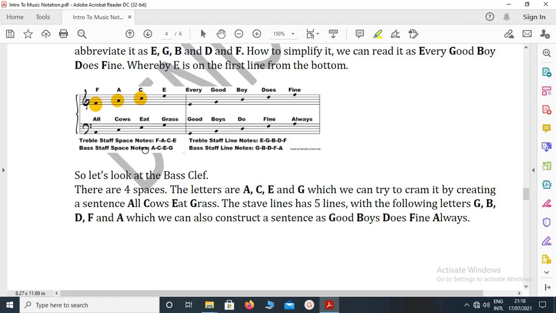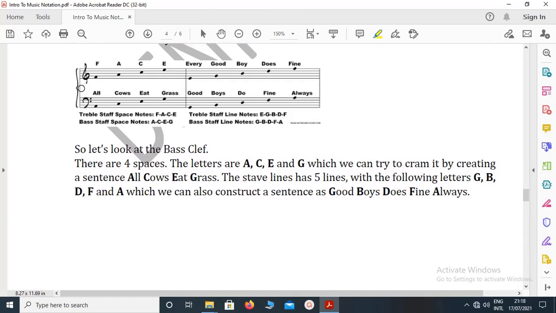When it comes to the lines, there are 5 lines. So here we have used the E, G, B, D, and the F. And we would use an acronym: every good boy does fine. That is for naming the treble clef.